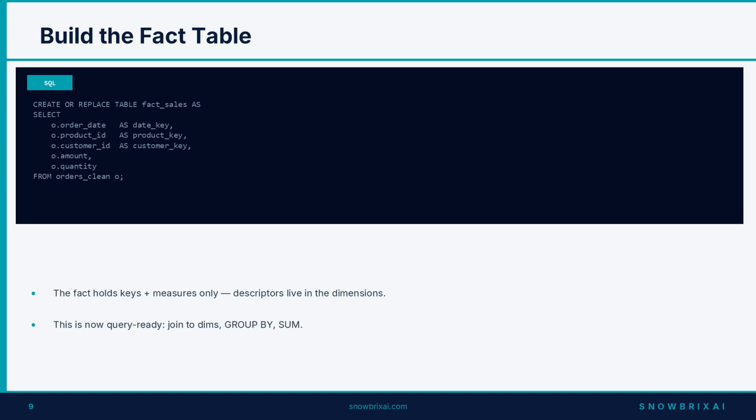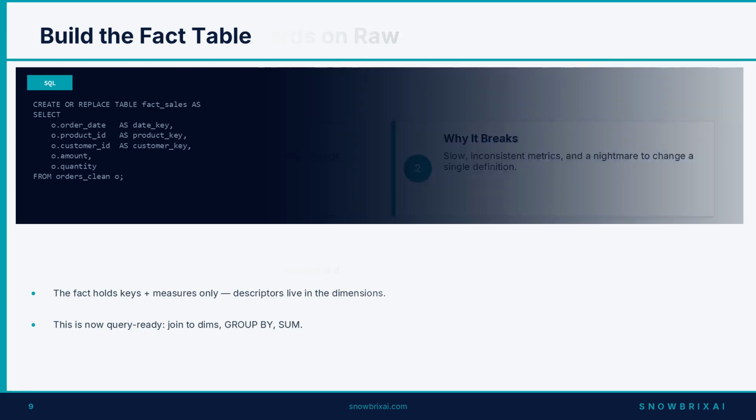This is the heart of the star, the fact table. And notice how lean it is. We select from orders clean and keep only keys and measures. Order date becomes date key, product ID becomes product key, customer ID becomes customer key. Then amount and quantity, the numbers we measure. That is all the fact holds, keys and measures, nothing else. All the descriptors live in the dimensions, where they belong. And now look what you have, a table that is query ready, joined to the dims, group by, sum. Let me show you why this beats the obvious approach.